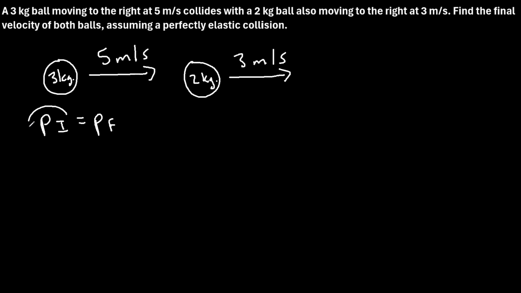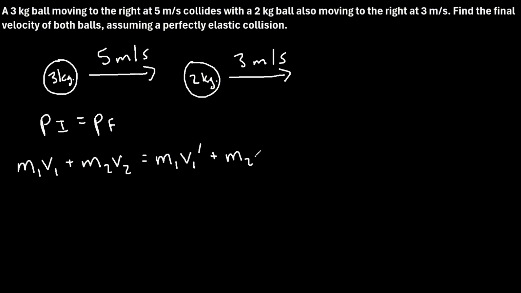So the initial momentum in this system is going to be the mass of the first object times the velocity of the first object, plus the mass of the second object, in other words, the second ball, times the velocity of the second ball. This must be equal to the final momentum, which will be the mass of the first ball times the final velocity of the first ball, plus the mass of the second ball multiplied by the final velocity of the second ball.